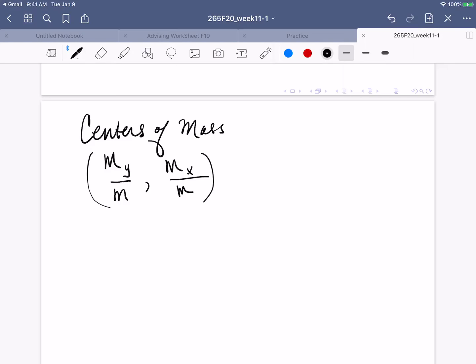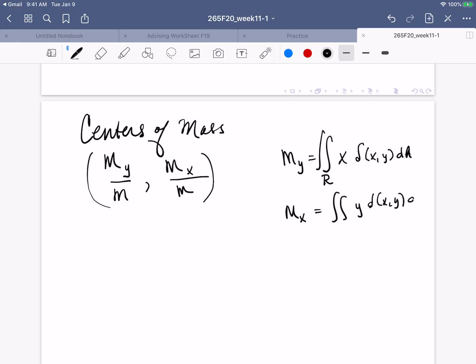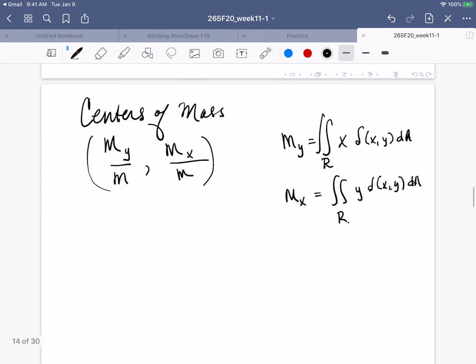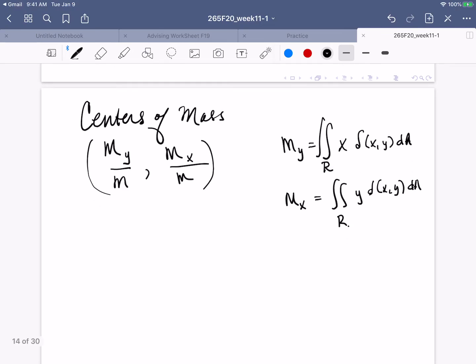And recall that the moment about the y-axis is the integral of x times the density function. And the moment about the x-axis is the integral of y times the density function, integrated over the region. Now, why does it seem switched? Why do we have x here but a y here? Okay. Well, we're talking about moments.